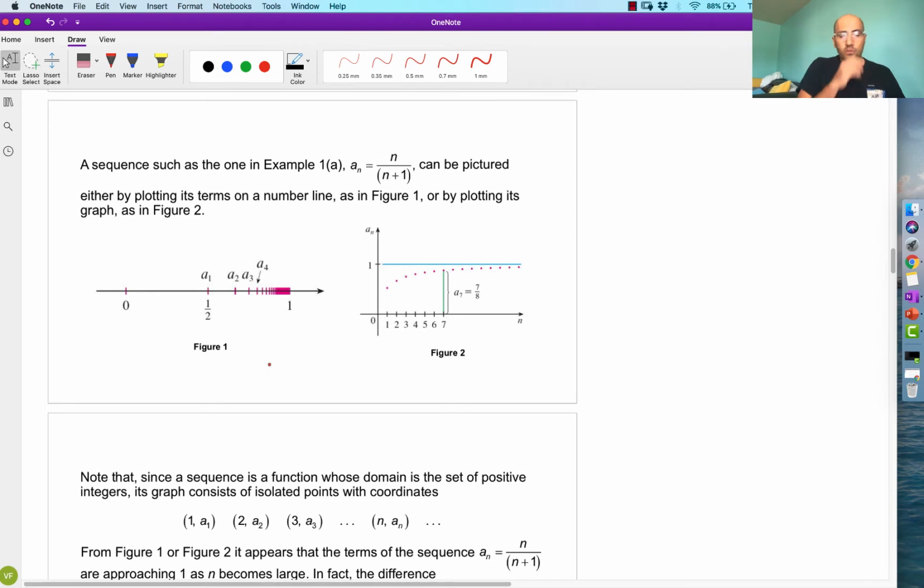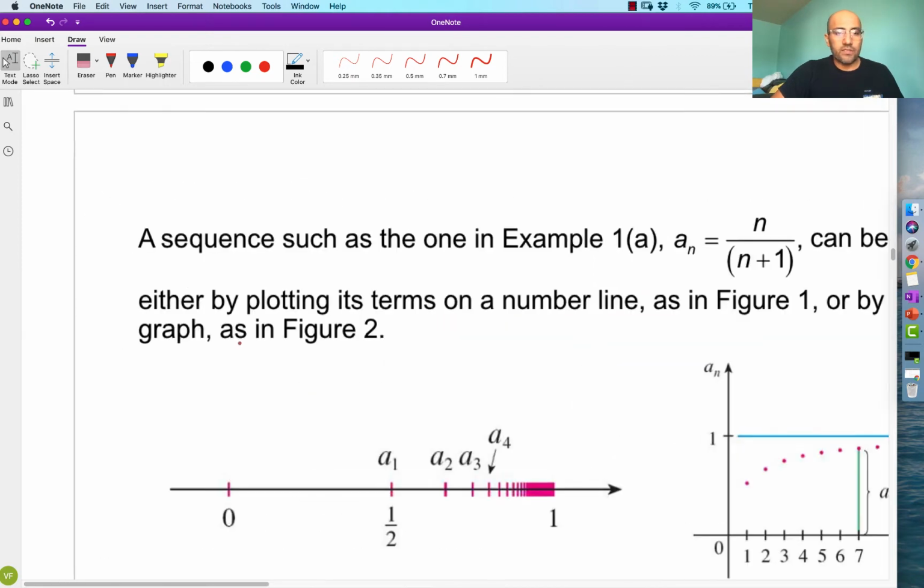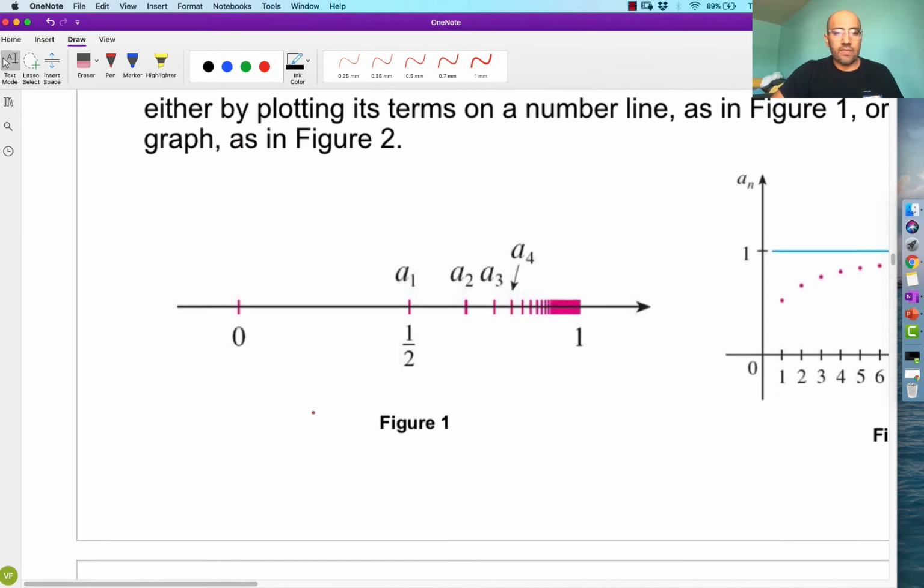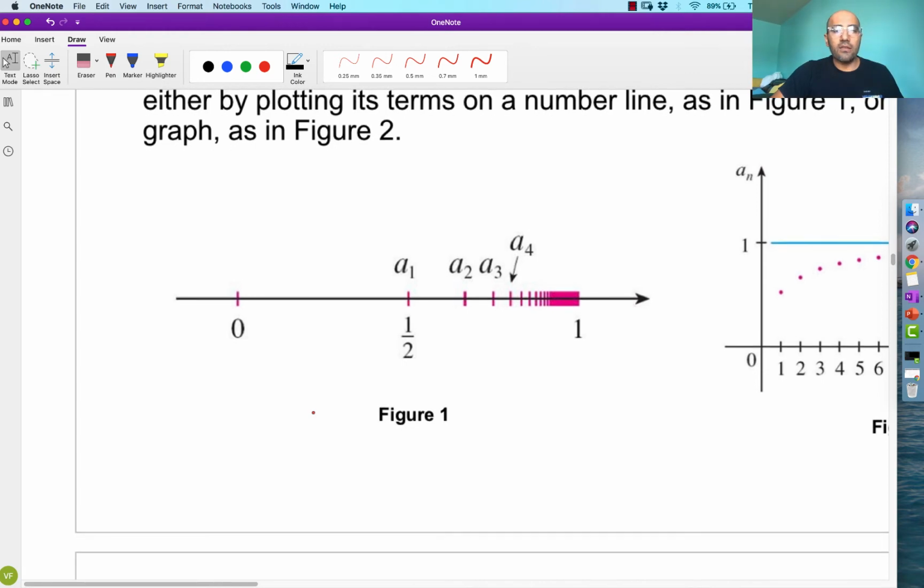So a sequence such as the one in example 1a, a sub n equals n over n plus 1, can be pictured either by plotting its terms on a number line, as in figure 1, or by plotting it as in figure 2. Okay, so let's look at this style of presenting the graph of a sequence. You zoom in over here. So what this is doing is just graphing the values on a horizontal number line.